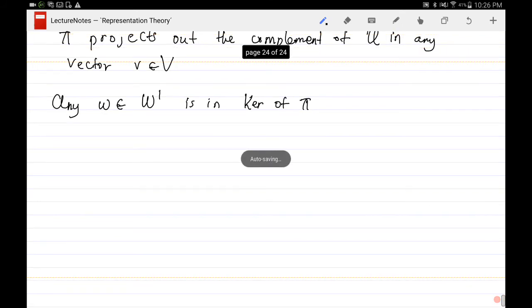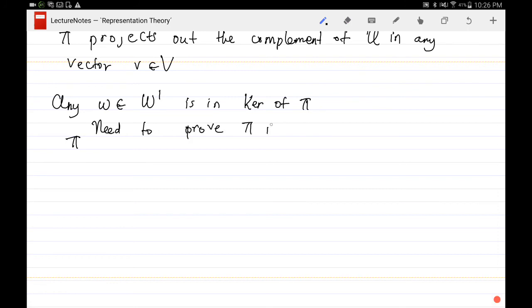Okay, so let's prove that the pi that we have is a representation homomorphism. So what does that mean? It means that we need to prove that pi is a representation.